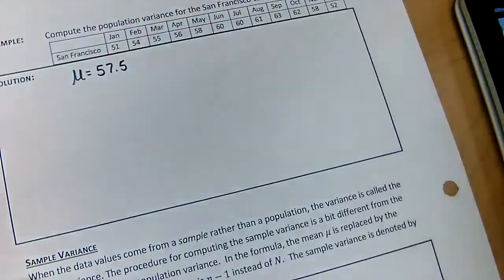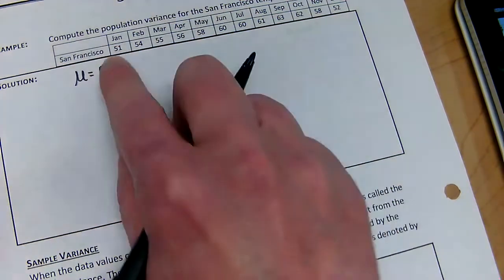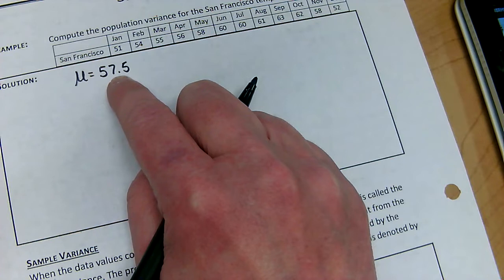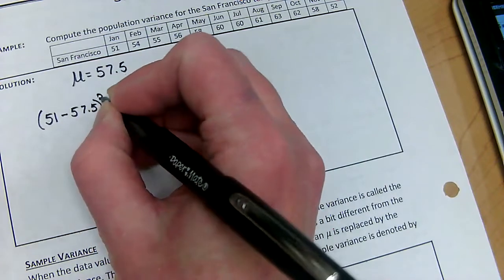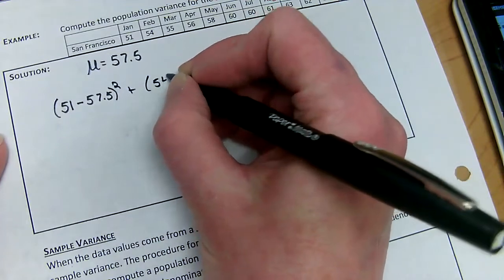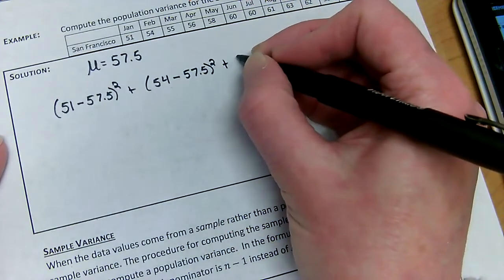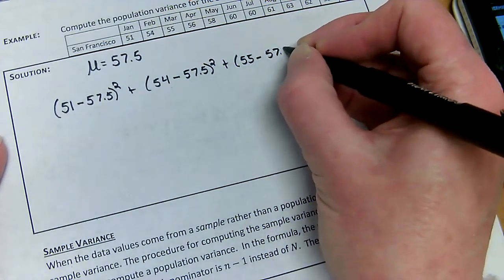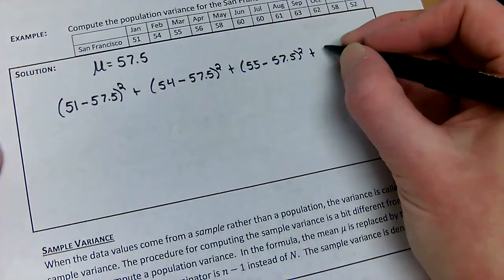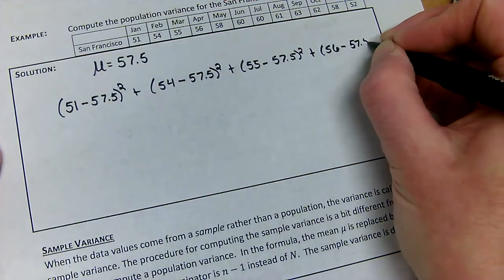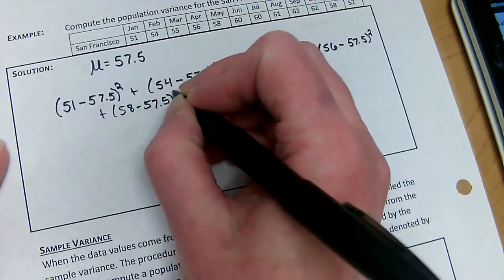So to find the population variance by hand, it does take a little bit of work. I would have to find the difference of each of those from the mean and then square them. So I would be taking 51 minus 57.5 squared, plus 54 minus 57.5 squared, plus 55 minus 57.5 squared, plus 56 minus 57.5 squared, plus 58. So see, we're finding the difference between each value and the mean.